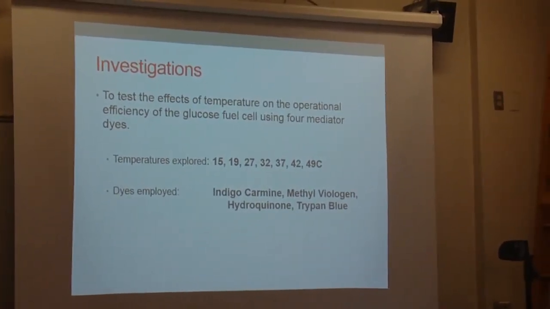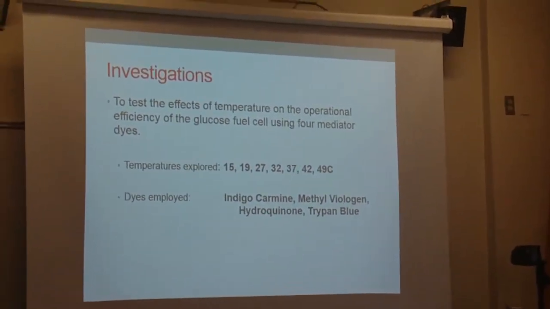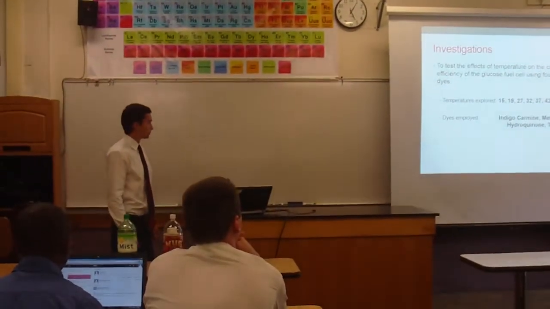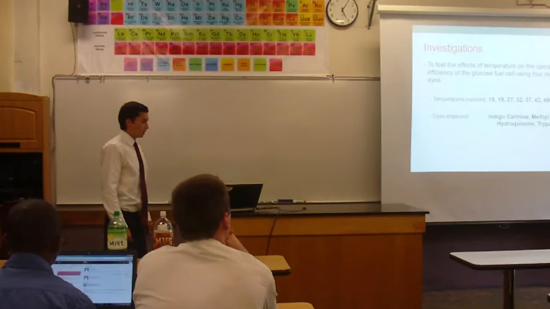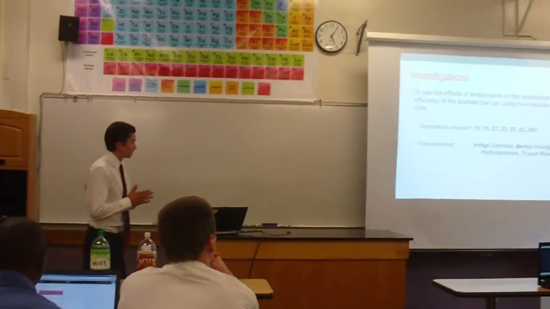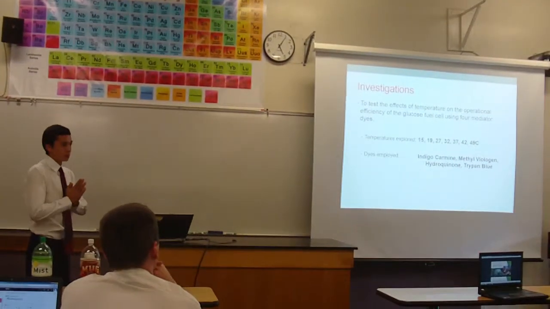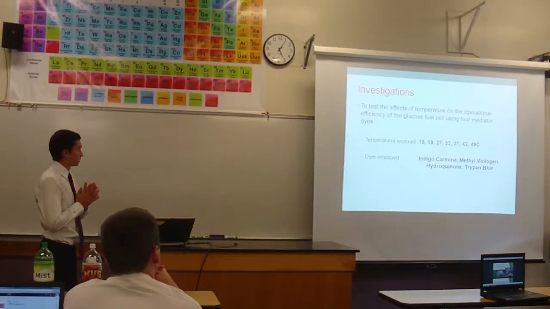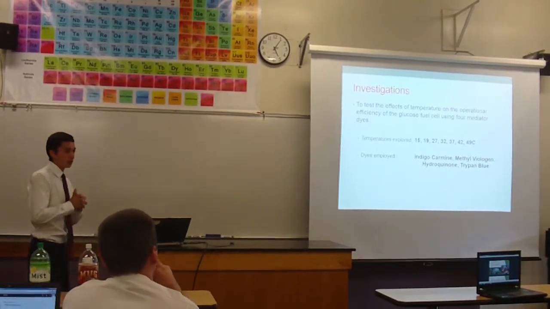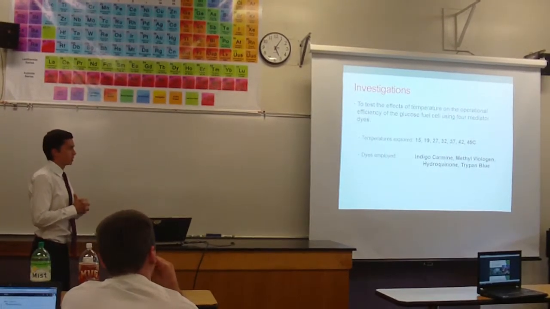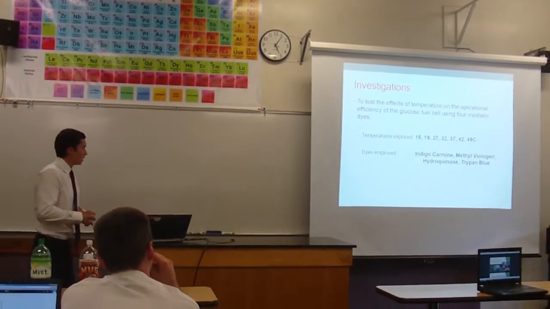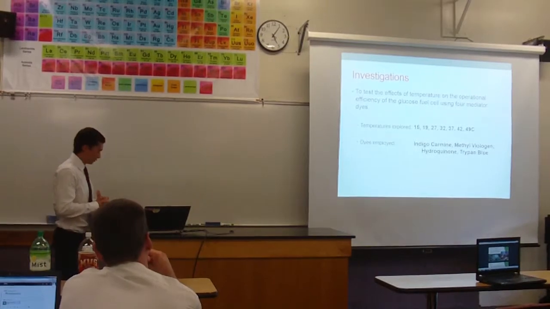Now, the investigation for this research was to test the effects of temperature on the efficacy of the glucose fuel cell. The experimental analysis consisted of running the experiment at 7 different temperatures, at 15, 19, 27, 32, 37, 42, and 49 degrees Celsius, with the exception of a 60 degrees Celsius run with indigo carmine and methylene blue, and the dyes employed I mentioned before.